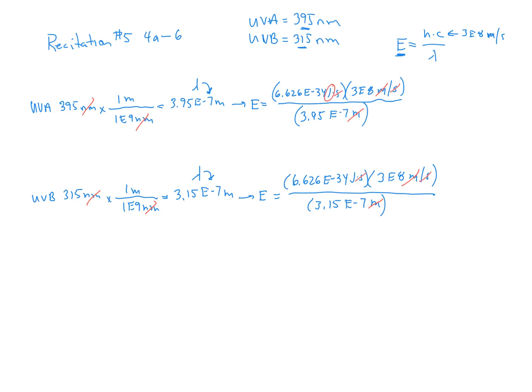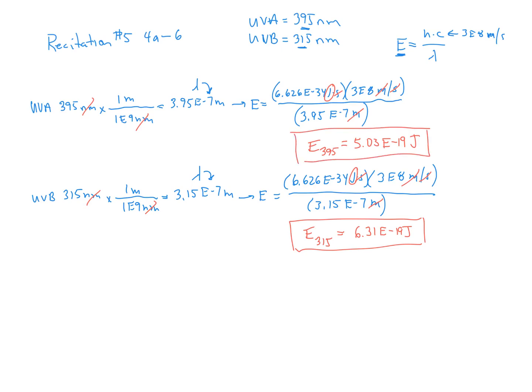We do that calculation, take a look at our units, and meters will cancel, and seconds will cancel. That's good because we're looking for an energy, so the unit left should be joules. For the 395 nanometer light, I get an energy of approximately 5.03 e to the negative 19 joules, and for the 315 nanometer light, I get approximately 6.31 e to the negative 19 joules. We use 3 significant figures for both because 395 and 315 both have 3 significant figures.